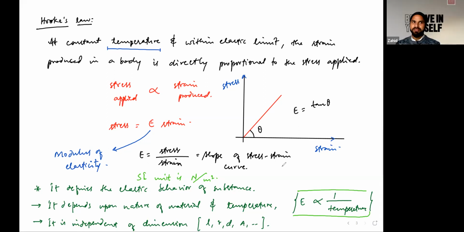Now, we have these three terms: stress, strain, and Hooke's law. On the basis of these three terms, we may define its types related to different bodies. Before that, let me ask you a question.